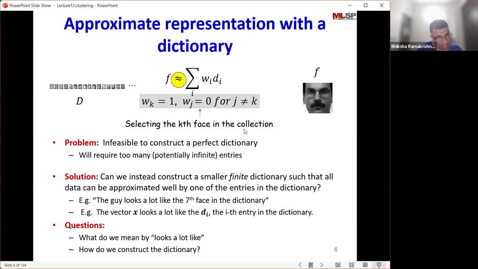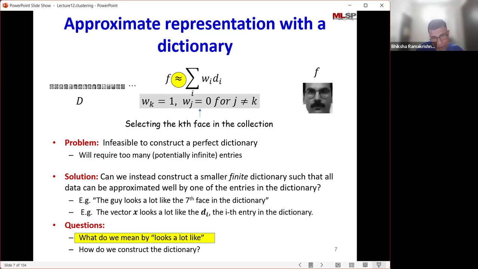What has changed is that instead of saying that this face is exactly the 7th face in the dictionary, we're going to change that to saying the face that I'm sending you looks a lot like the 7th face in the dictionary. When I send you a weight vector with a 1 in the 7th position, I'm just telling you that this face that I'm trying to convey to you is extremely similar to the 7th face in the dictionary. So what do we mean by looks a lot like or is extremely similar to? And how do we construct this dictionary such that this approximation error is minimized?